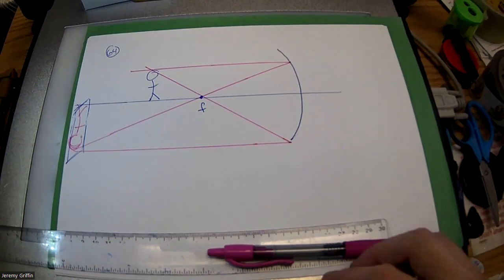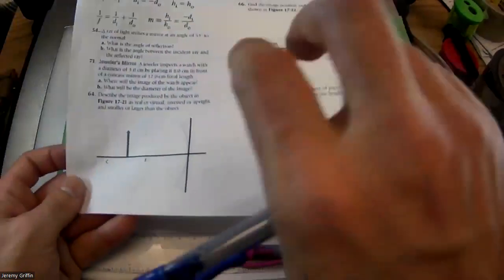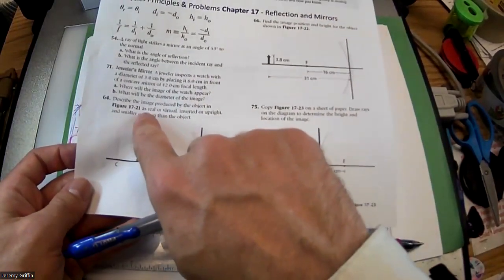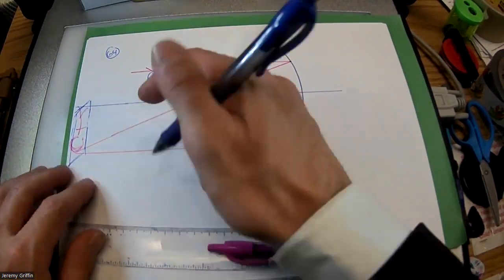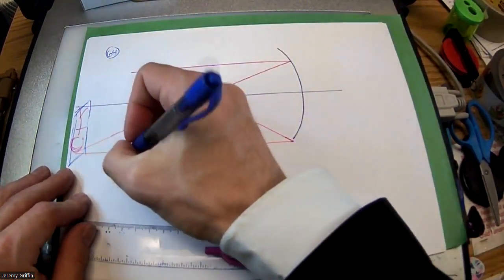So let's go down a checklist of things we're supposed to answer here. First of all, is that a real or a virtual image? Real or virtual? Real. Yeah, and it's real because it's in front of the mirror. So it's real.